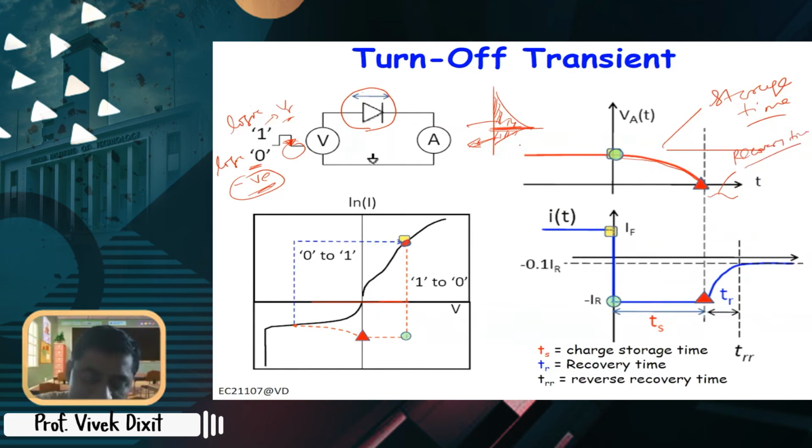So during this, the minority charge is recovered from each side basically. So the total will give you the time for the turn off transient, and it has a name. It's called reverse recovery time. Similarly, for forward, of course, you have to fill in both the carriers, right? Both these regions basically with the same carriers.